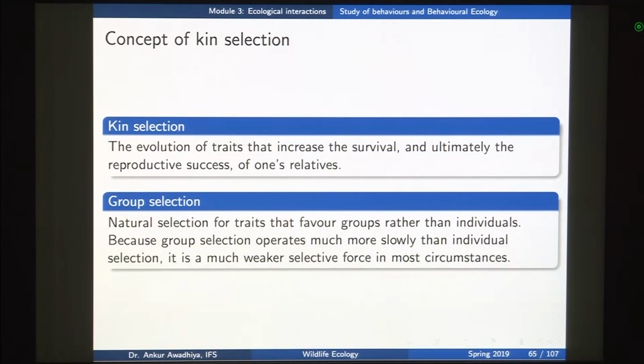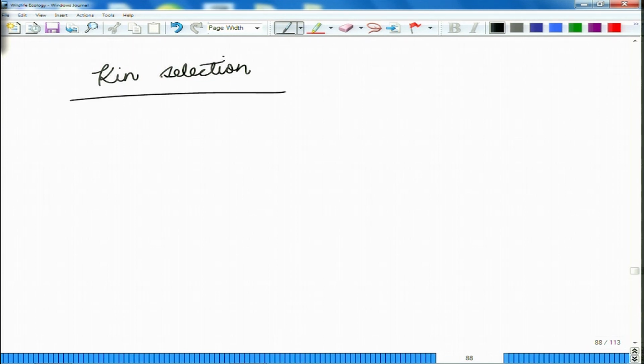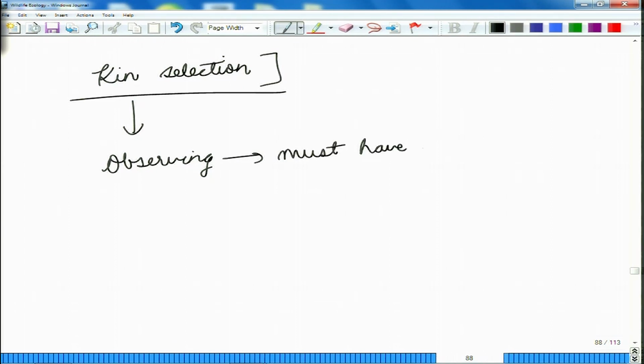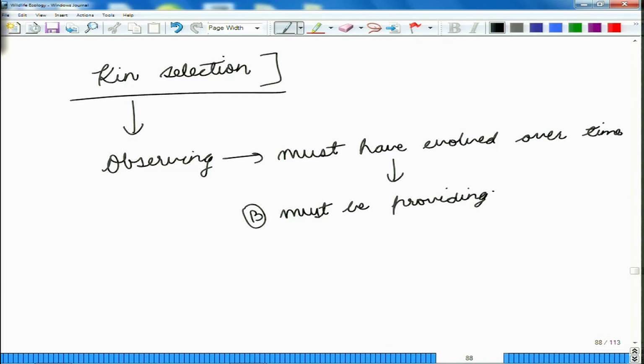Now, in the case of kin selection, if we are observing this behavior, that you have organisms that are even willing to sacrifice themselves to save somebody from their own kin, that is, relatives, it means that this behavior must have evolved over time. Now, if a behavior has evolved over time, then this behavior must be providing more fitness, because only if a behavior gives you more fitness will that behavior be selected through natural selection and evolved, which is why we are observing this behavior.